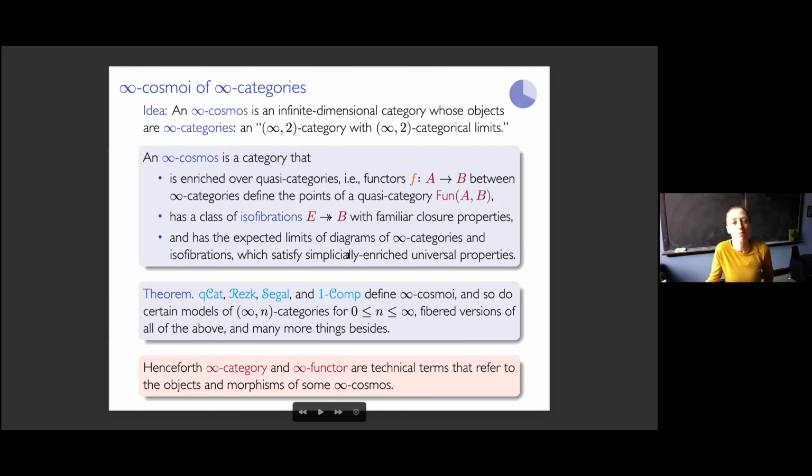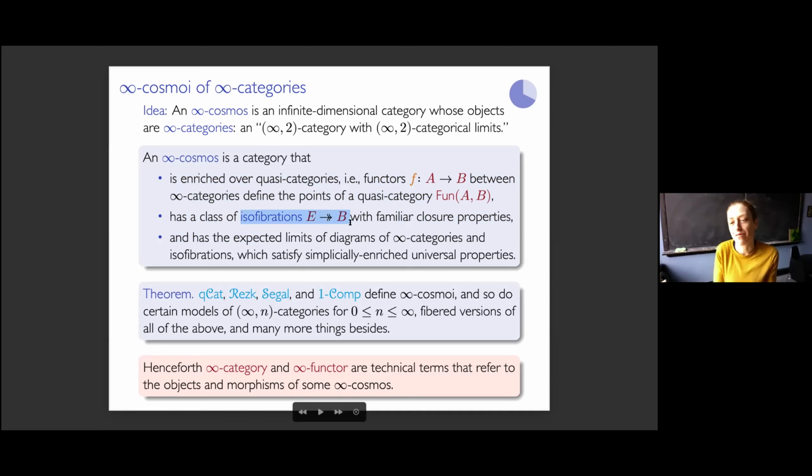So the point of this slide was just to illustrate that you can give a definition of an infinity cosmos. To a certain community, if you're familiar with the language of enriched category theory, if you're familiar with classic abstract homotopy theory, like a Quillen model category, then the definition of an infinity cosmos is relatively short. There are 3 axioms. It's a category that's enriched over quasi-categories. That's what makes it an infinity 2 category.